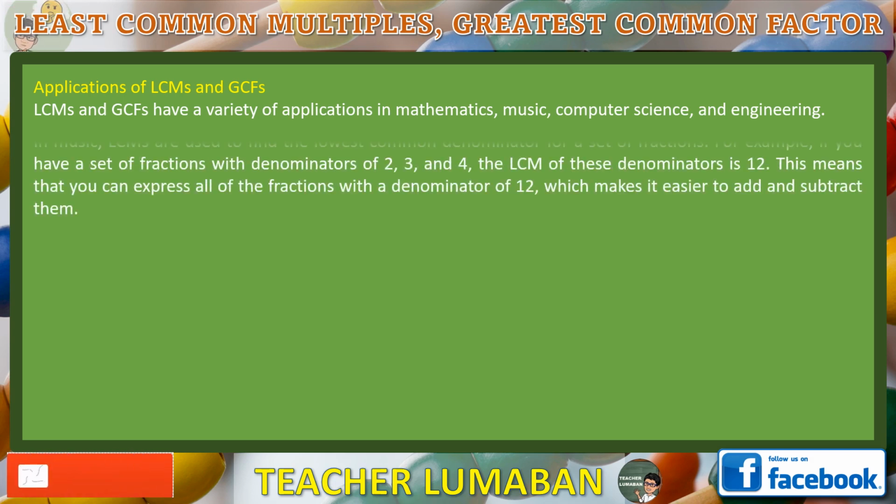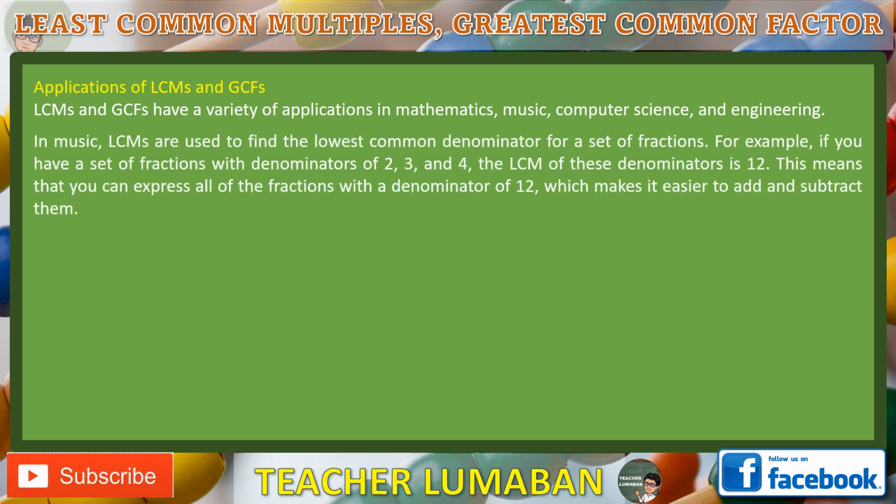In music, LCMs are used to find the lowest common denominator for a set of fractions. For example, if you have a set of fractions with denominators of 2, 3, and 4, the LCM of these denominators is 12. This means that you can express all of the fractions with a denominator of 12, which makes it easier to add and subtract them.